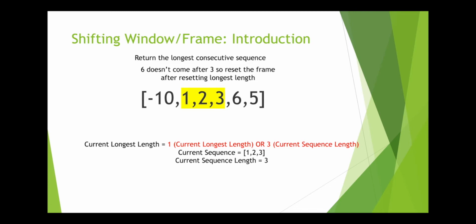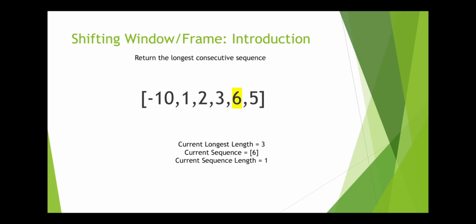But before we do so, just to keep information of our previous frames, we're going to compare our current sequence length of 1, 2, 3, and compare it to our current longest length stored from our prior windows, or the windows prior to 1, 2, and 3. So in this case, we're going to choose 1 or 3 based on whichever one is longer. We're going to choose 3 here because 3 is bigger than 1, right? So after we set current longest length to 3, we're going to move our window to 6, right? And then we're going to continue forward.